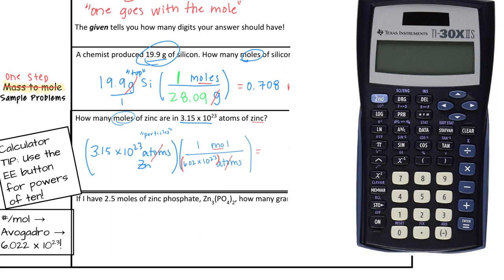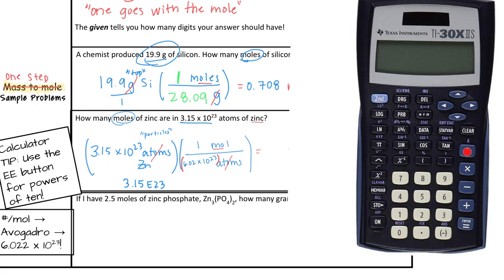We do 3.15. Then we're going to hit second, because this is in light blue, and then this button, so that the EE comes on. So on our calculator, it's probably going to look like 3.15 E23. That's perfect. This E means times 10 to the 23rd, and it tells your calculator, hey, group that together, that's all one big number. Okay, so you've got that in your calculator.